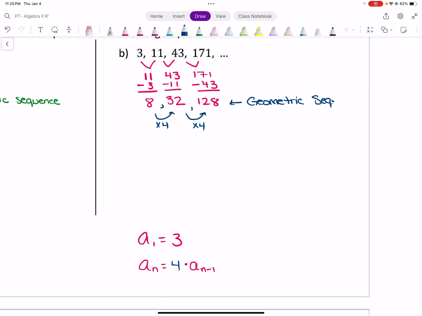So now we're done with all of that work we just did. So we're going to go back to our original sequence and start timesing by 4 like we said is going to happen. So if I take the first number, 3, multiply it by 4, I get 12. However, the next number in the sequence is supposed to be 11, not 12. So what do I have to do to 12 to make it an 11? Minus 1.